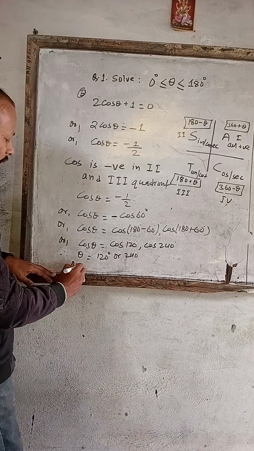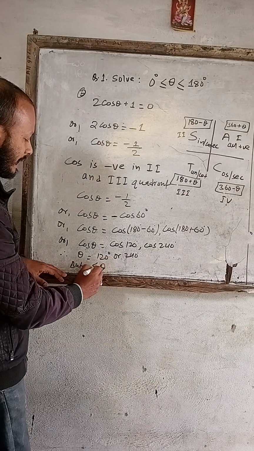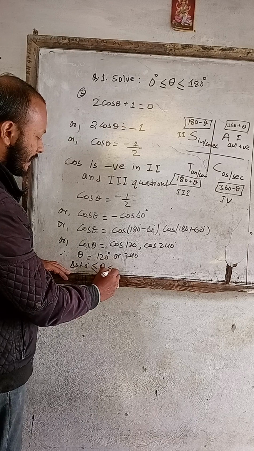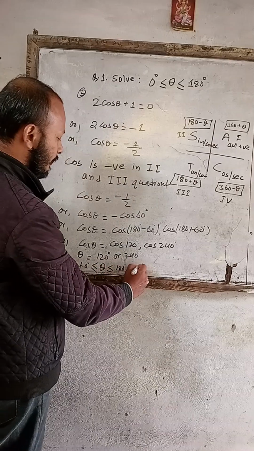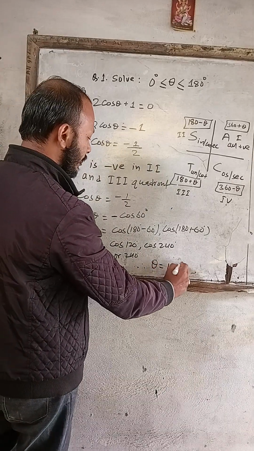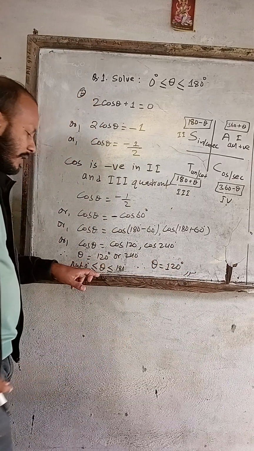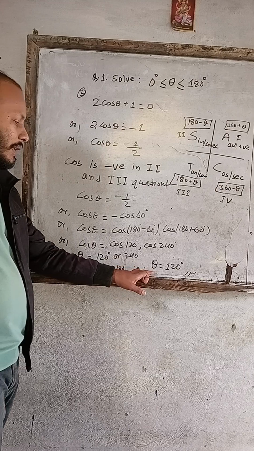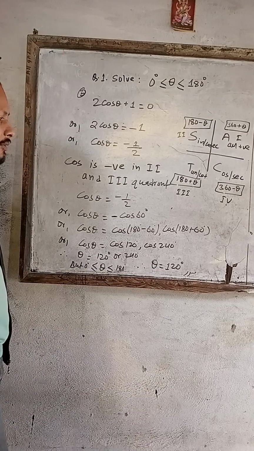But the range of theta is greater than or equal to 0 degree and less than or equal to 180 degree. Therefore our angle theta becomes only 120 degree. Because of this particular criteria, theta becomes only 120 degree.